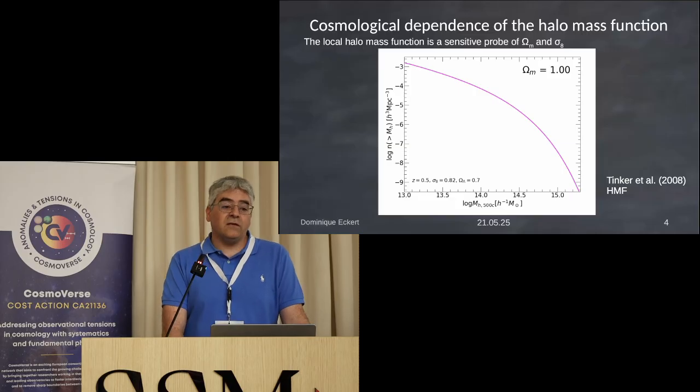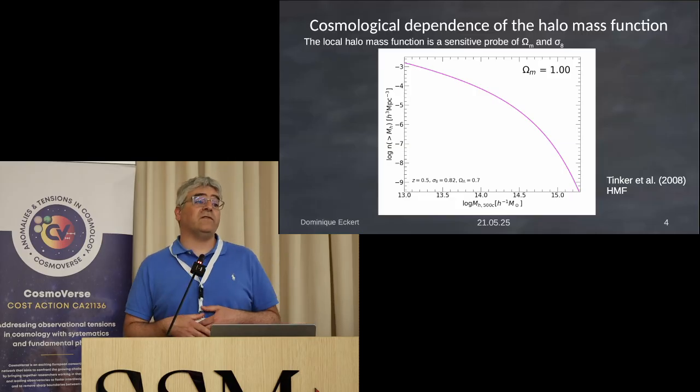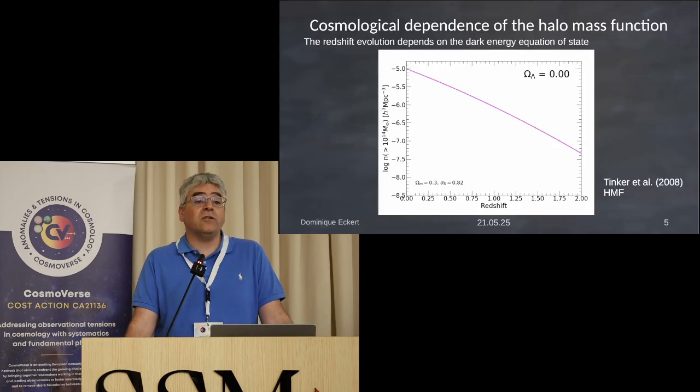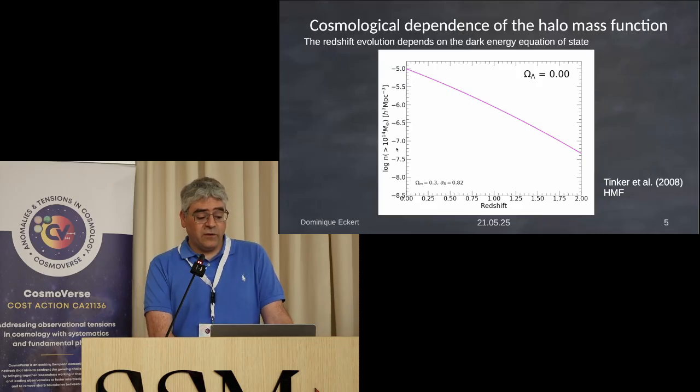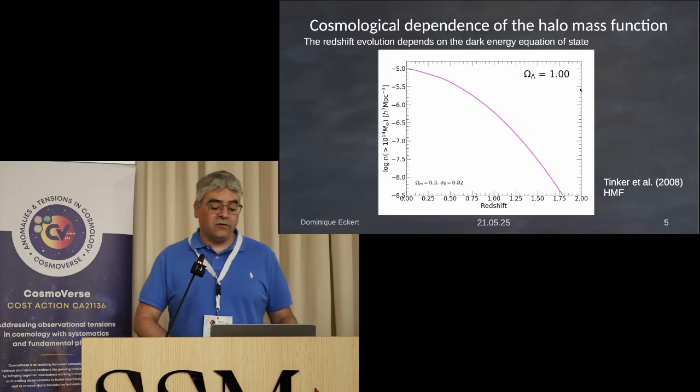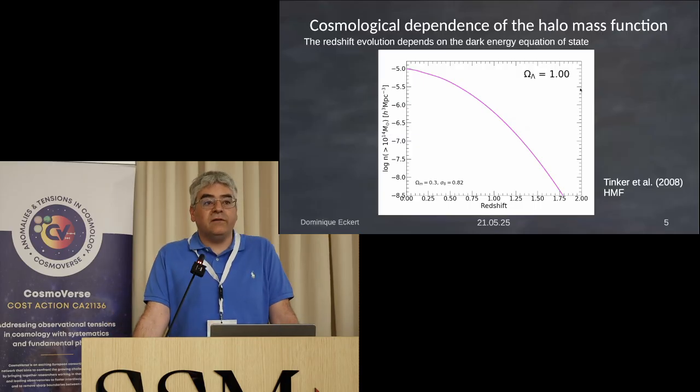Similarly, it's not just the low redshift halo mass function that contains cosmological information, it's also its evolution with redshift. Here what you have is just the cumulative number of halos above some threshold, which I set as 10 to the 14 solar masses, as a function of redshift. This is for the case with no dark energy at all. And then this is what happens when you include dark energy. Then you get a stronger and stronger evolution of the number of clusters with redshift.